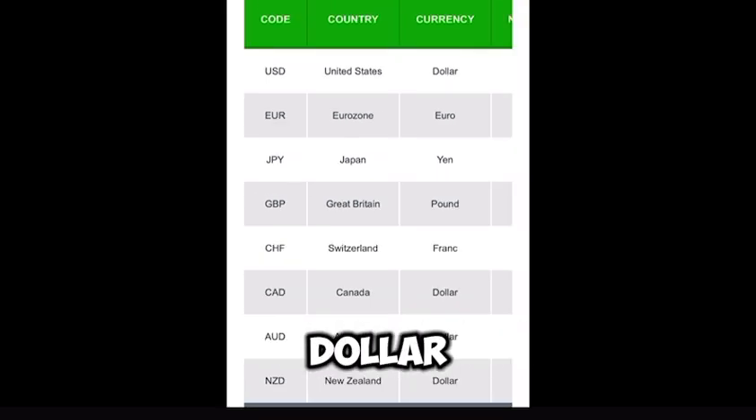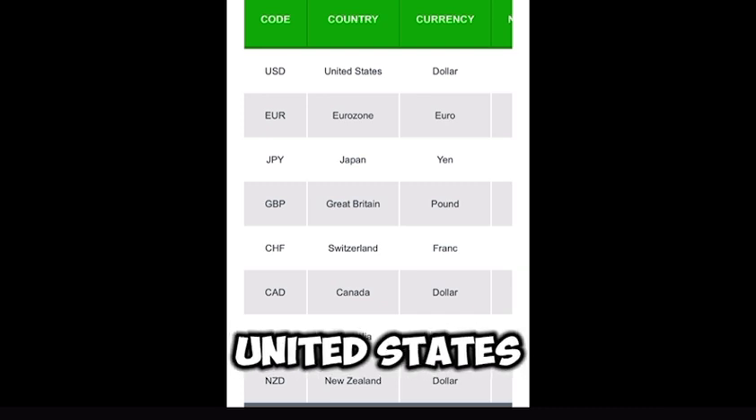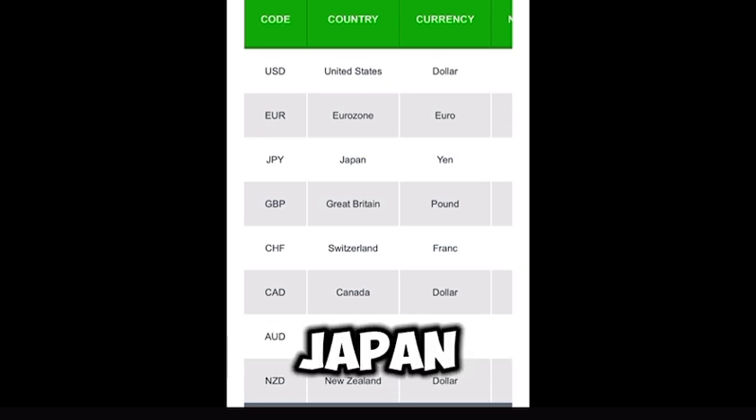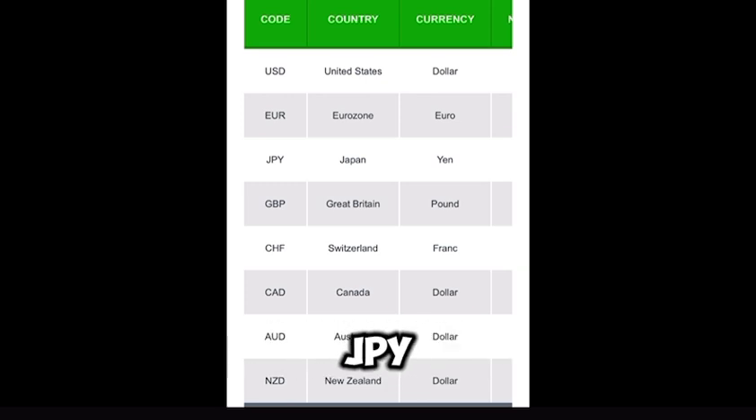The New Zealand dollar. Now, let's look at their acronyms, just as the foreign exchange and their type of currencies. So the United States has USD, that's the US dollar. The Eurozone, that's countries within Europe, they have EUR. Japan, they have JPY. So when you see JPY in a currency pair, just know it's Japanese currency. Great Britain has GBP. Switzerland has CHF.